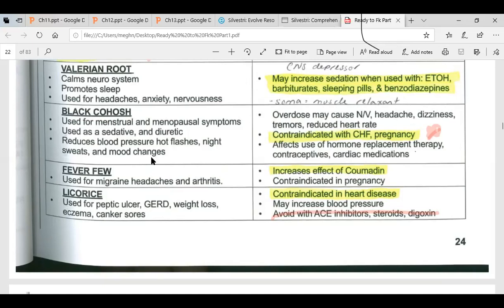And the last one from here is licorice. Licorice is used for peptic ulcer, GERD, gastroesophageal reflux disorder. Contraindicated in heart disease. If a patient has heart disease, licorice is not a good thing.